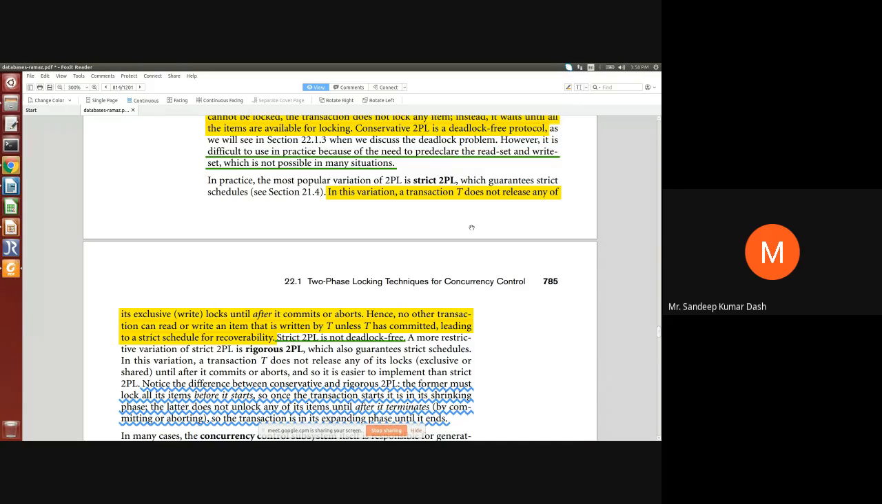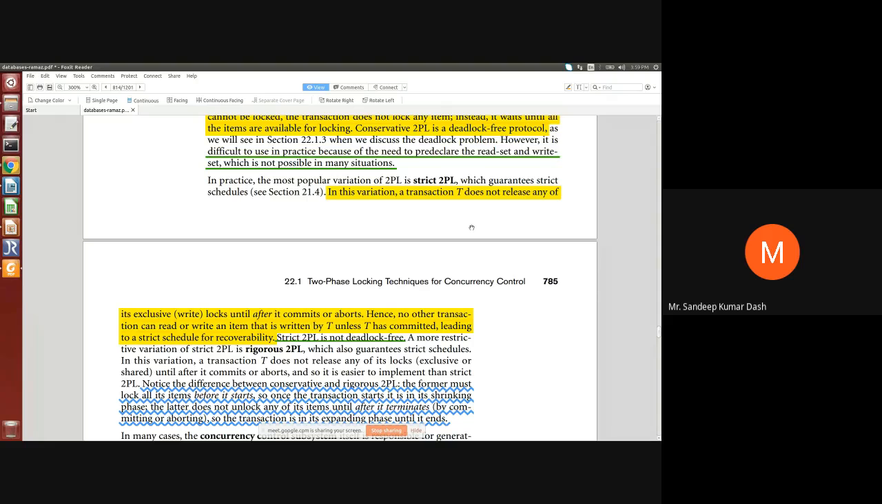So a transaction will not release any of its exclusive locks until it commits or aborts. That means it can release its read locks. Suppose a transaction has acquired locks on X and Y. X is a read lock, Y is a write lock. The read lock it can release at any point of time, but the write lock it can release only at the end, only after it commits or aborts.